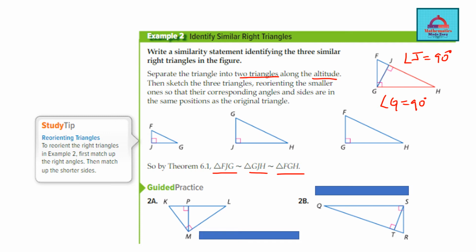Now you can try this question and this one yourself, and I will show you. When you apply this theorem, the three triangles will be similar to each other. You may get a question in your exam like a multiple choice where you have to identify the three similar right triangles. Let me show you one question which is important and can come for your exam.